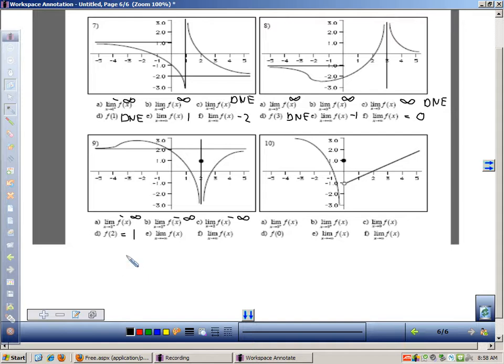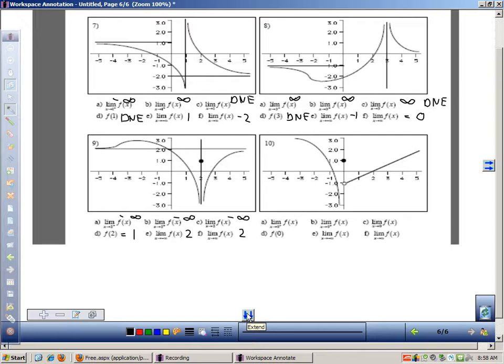And notice on a lot of these, like I said at the beginning, the limit and the function value are not necessarily the same. Here my limit is negative infinity, while my function value is 1. As x approaches negative infinity, what does my function get close to? It gets close to 2. And as we approach positive infinity, it also gets close to 2.